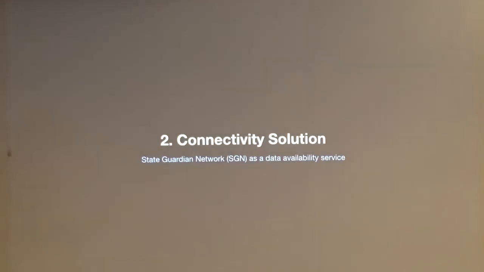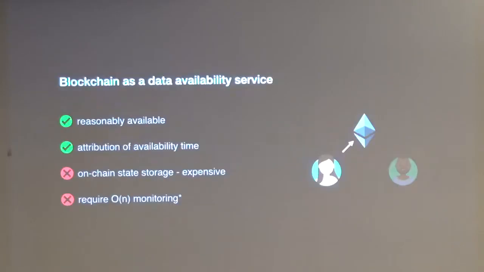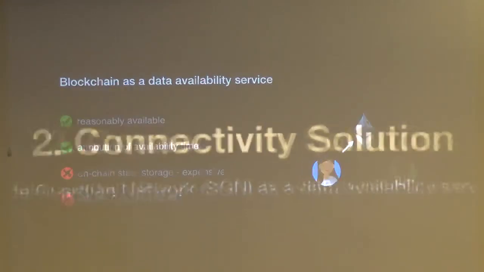But it is definitely not cheap, because you're actually storing the state on the blockchain, and also it's definitely not resource conserving, because it actually requires monitoring of this entire blockchain state to make sure that your opponent is not maliciously submitting a state to the block.